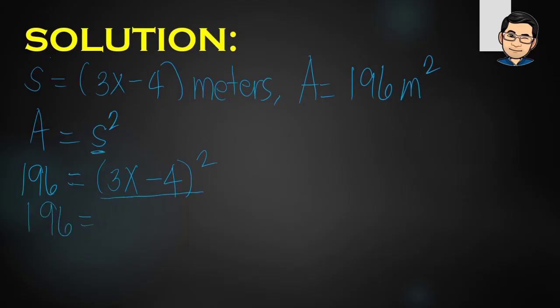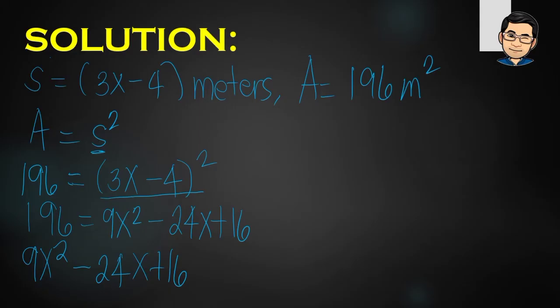So, square the first term, 3x times 3x, that is 9x squared. Twice the product of the first and second term. 3x times negative 4 is negative 12x times 2, negative 24x. Square the last term, negative 4 squared, that is 16. Now, pagpalitin natin sila ng pwesto, 9x squared minus 24x plus 16 equals 196.